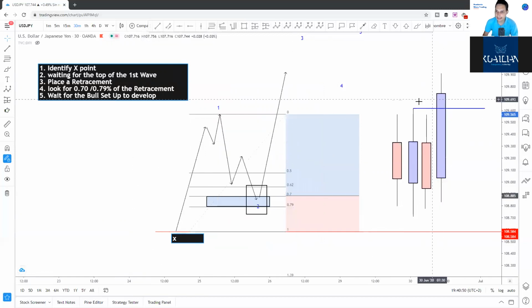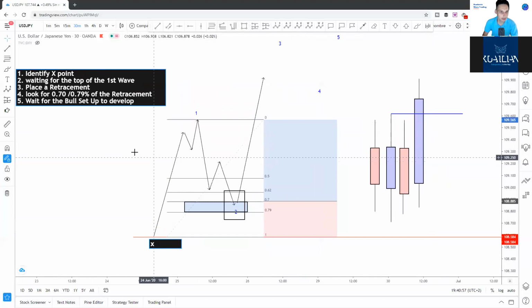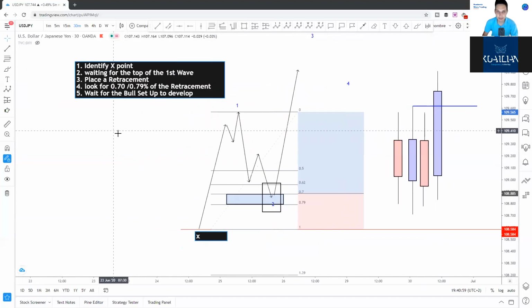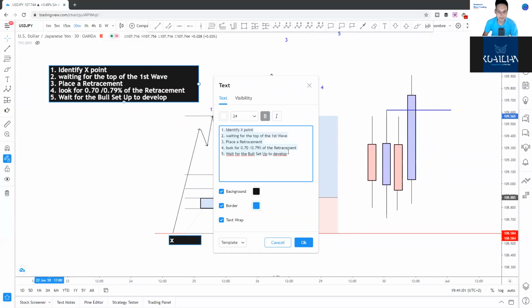Okay, that is this pattern. This is the bull setup. Okay, this is the pattern here. Then it's already gone. Then we have to do it like 6. Where to stop, where to place the stop, where to place the take profit.